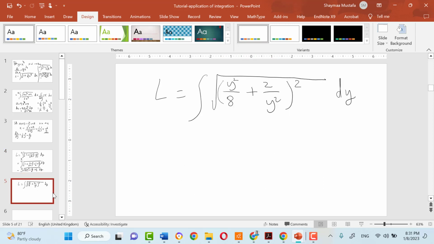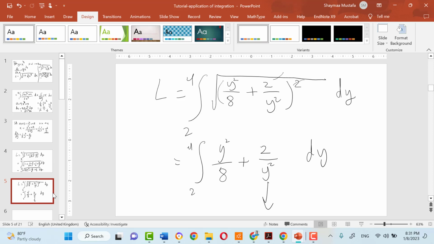So this one you have to integrate from 2 until 4. So now you have to integrate this one, 2 until 4, because the square root, the square will be cancelled with the root. So you have y square over 8 plus 2 over y square dy. And then you can continue computing the terms.